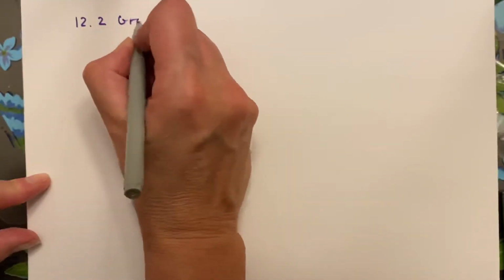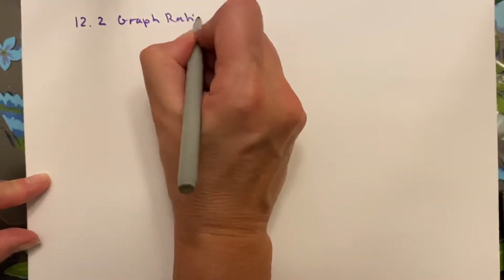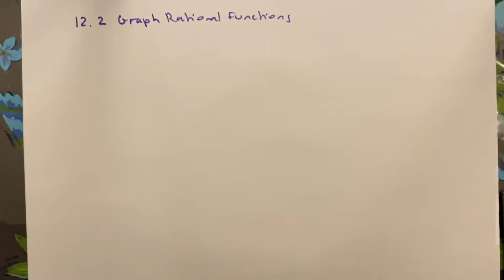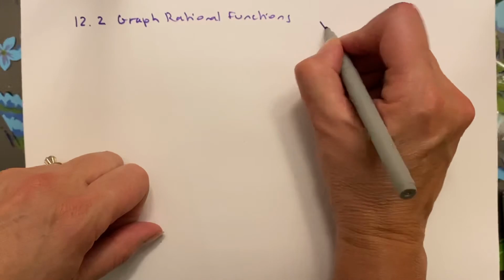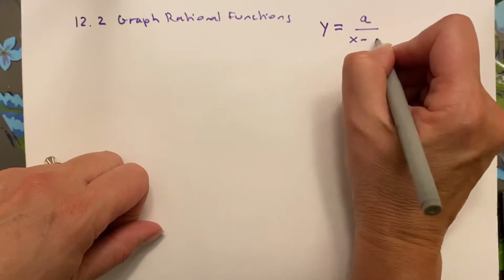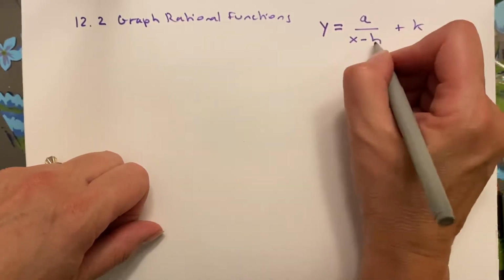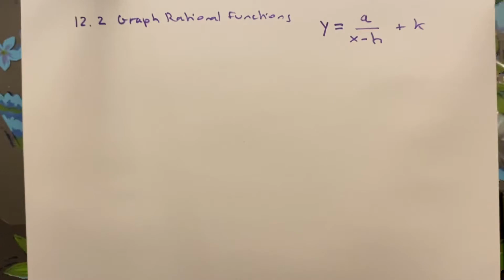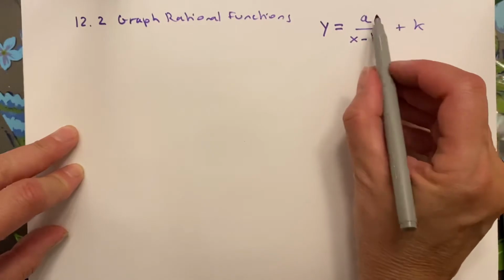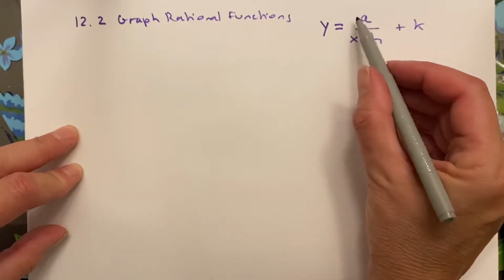Okay, now 12.2 was all about graphing rational functions. And I took a little time to introduce it because introducing it is what's going to make it easy for you. So remember, the basic equation is y equals a over x minus h plus k. If you remember, k moves things up and down, h moves things side to side, a makes it a stretch or a shrink, and if it's negative, it's a reflection.